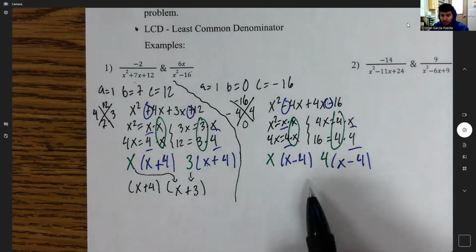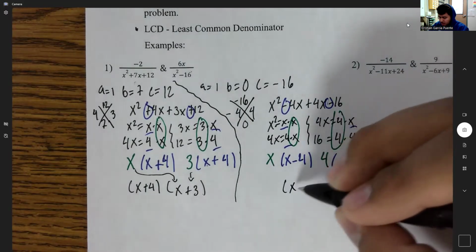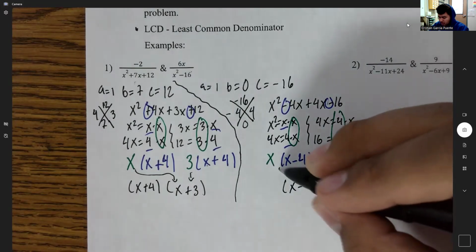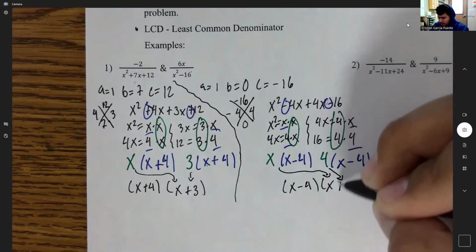Okay, so what did both of these two have in common? x minus 4. And then on the second one, we put our leftovers, which is just going to be x plus 4.